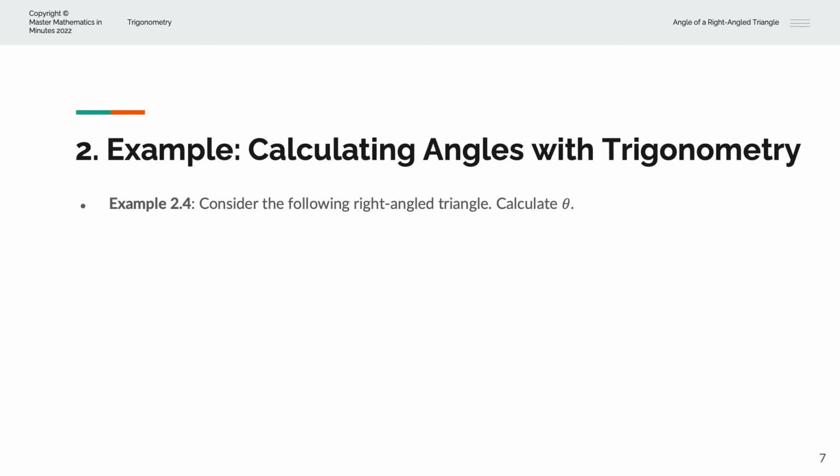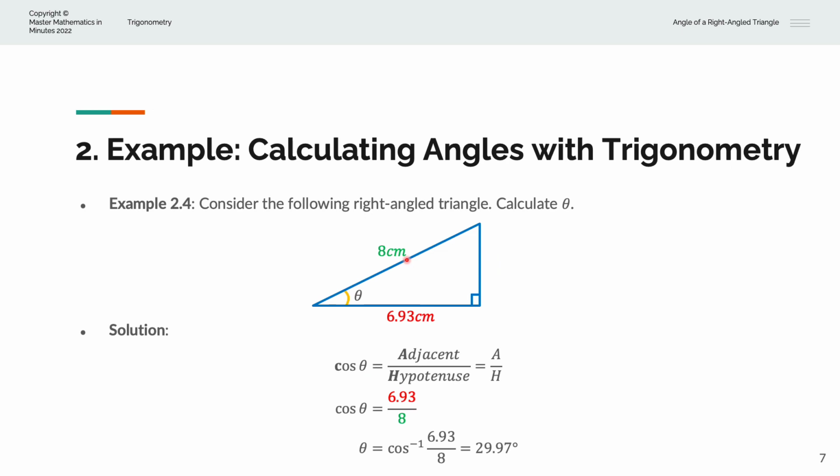In the fourth example, we'll also consider the following right angle triangle, and we'll also calculate theta. So we're given this side, which is next to theta, and that is the adjacent side. And we're also given this side, which is opposite the 90-degree angle, and that is the hypotenuse. So the function that relates A, the adjacent side, and h, the hypotenuse side, is the cos function. And so we'll pick the cos function in this case.